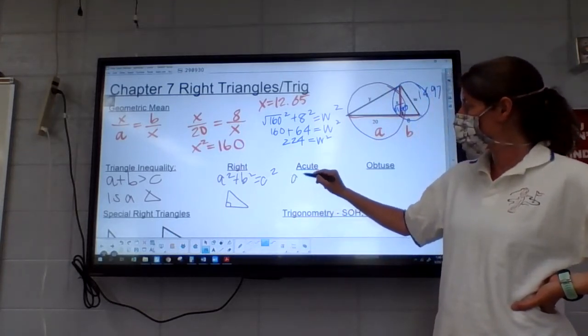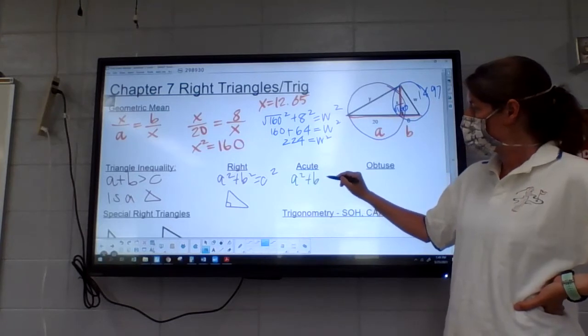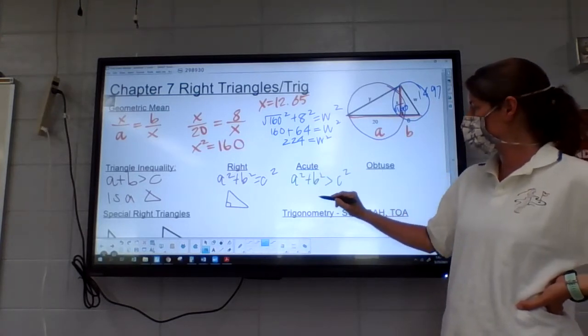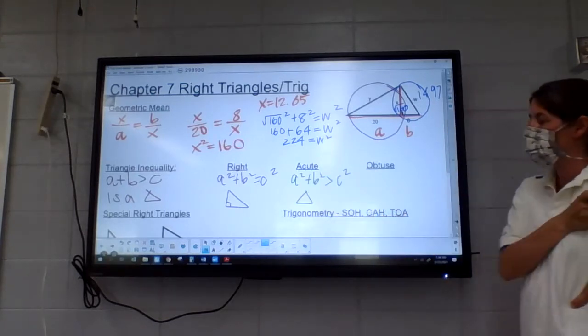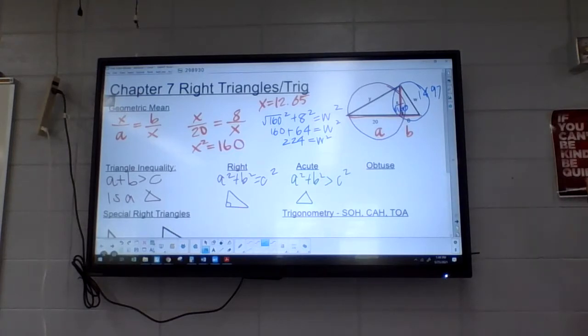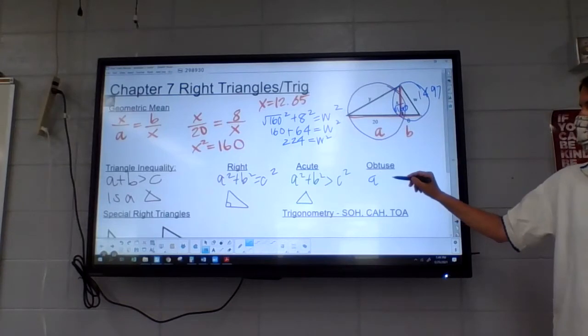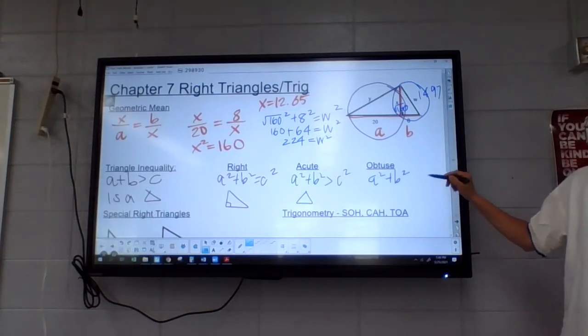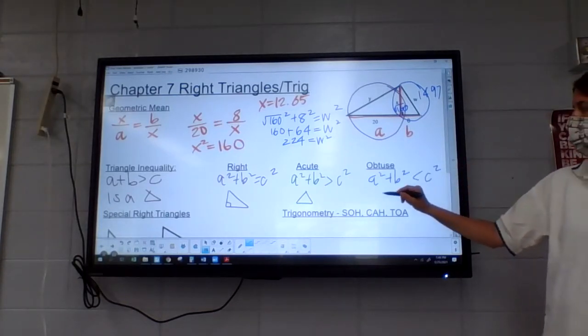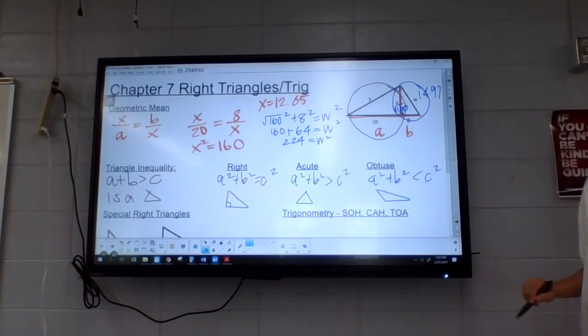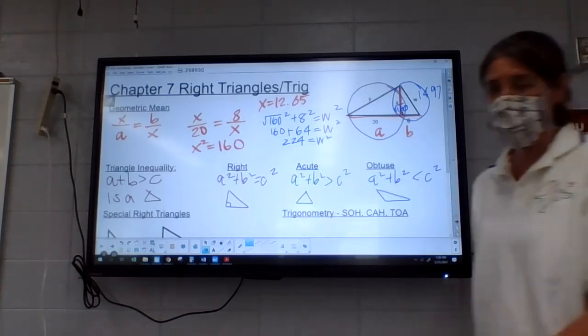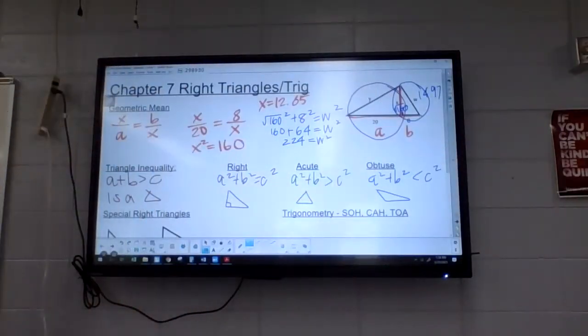If a squared plus b squared is greater than c squared, then it's acute. And then if it's flipped, it's going to be obtuse. So those would be great note card things to write down. First of all, is it a triangle? Then is it right, acute, or obtuse?